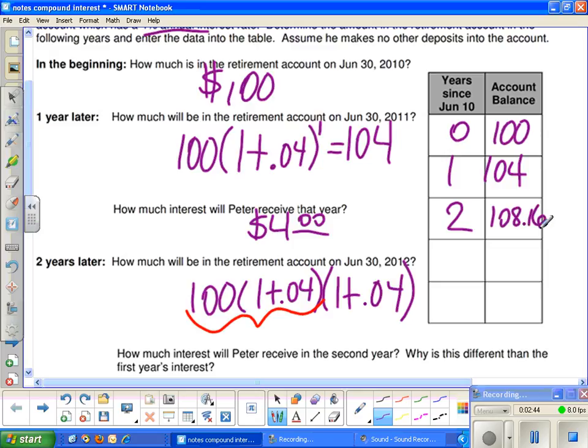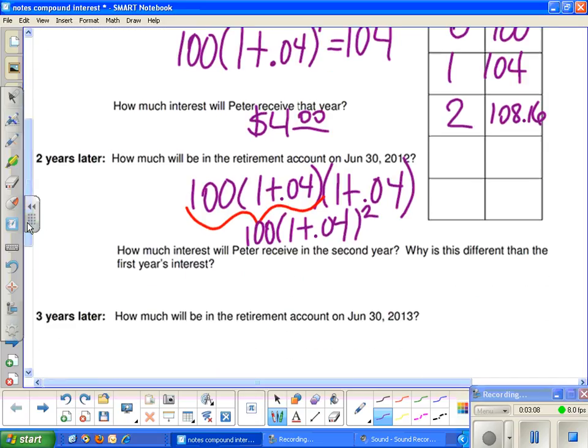And we could simplify this formula a little bit by saying, here we have 100. We have 1.04 squared. So you can put that in also. You're going to get the same answer, whether you put it this way or whether you use your square. So, how much interest did he earn the second year? $4.16.